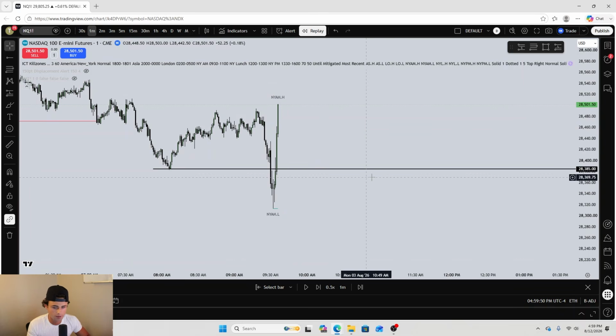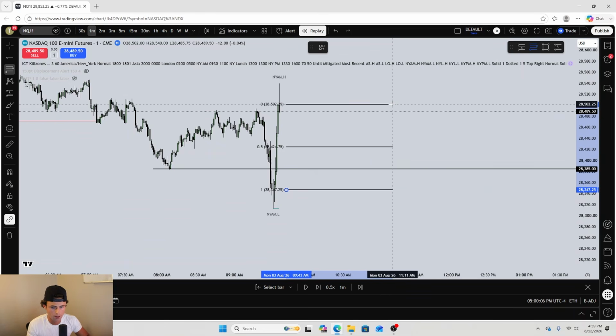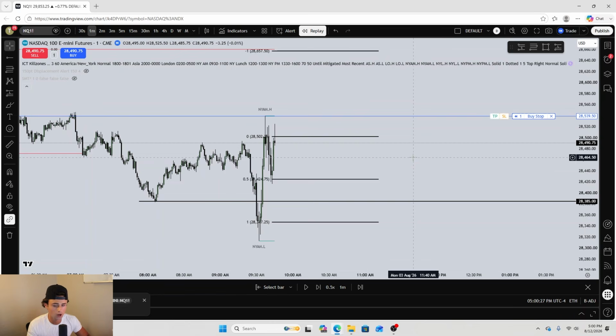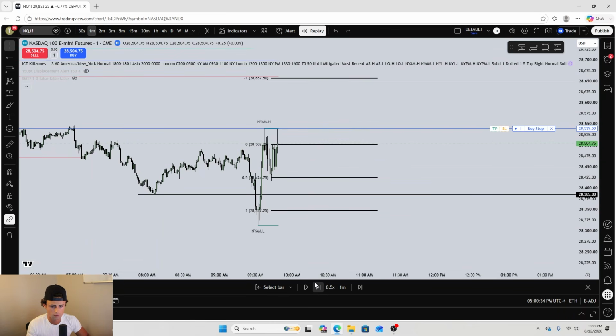Okay, we got our displacement off of that draw of liquidity. So now I'm going to wait for us to come back into equilibrium of that range and then look to go long after we further displaced. Okay, I'm going to mark out our displacement range. Okay, perfect. We came back into equilibrium of the range. So now I'm going to set my limit at this top wick, which is where we originally displaced to.